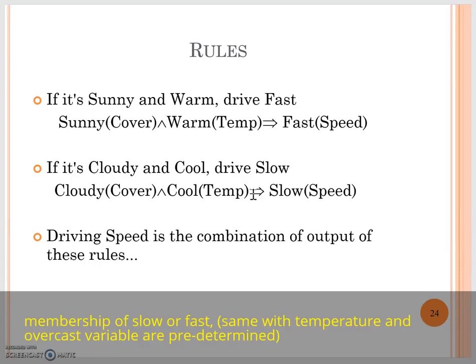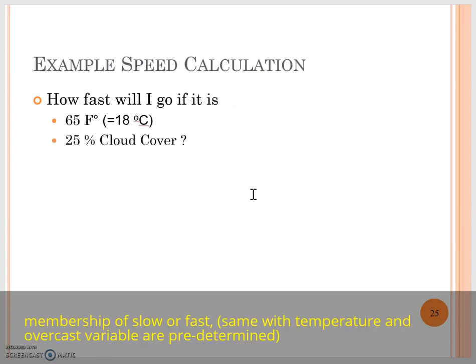So how can we proceed? Given the values for these rules, for example, we have the temperature here 65 degrees Fahrenheit, or equivalent to 18 degrees Celsius. So I hope you can understand how cold it is, 18 degrees Celsius, and also 25% cloud cover. That means it's not too cloudy, right? Or mendung. It's 25% only. So how fast should we go, or how slow should we go?